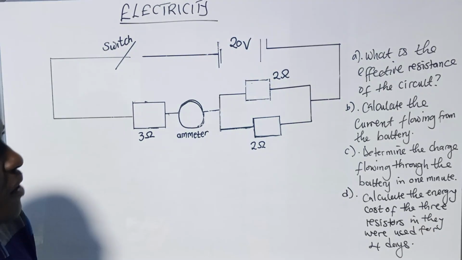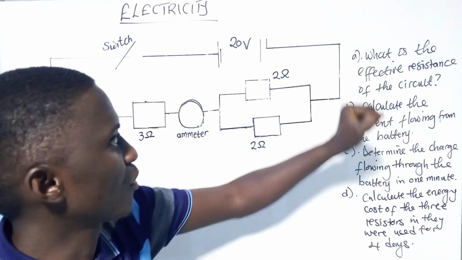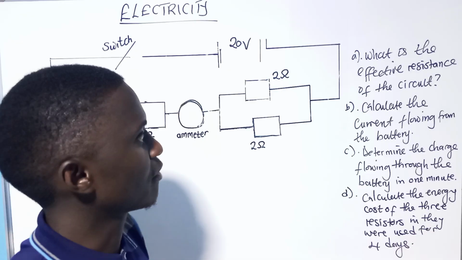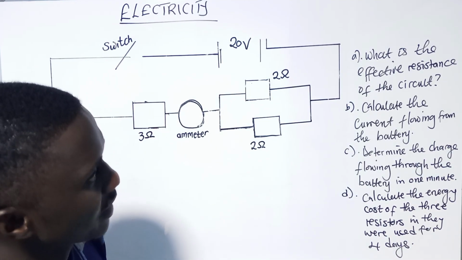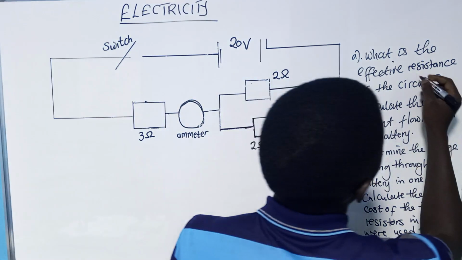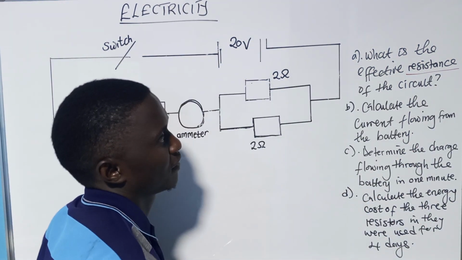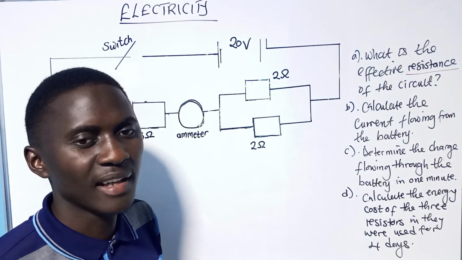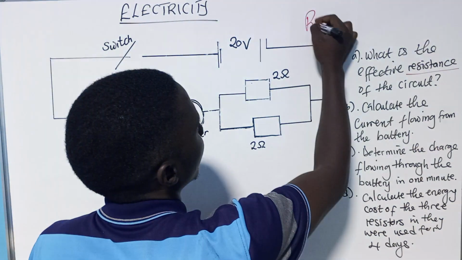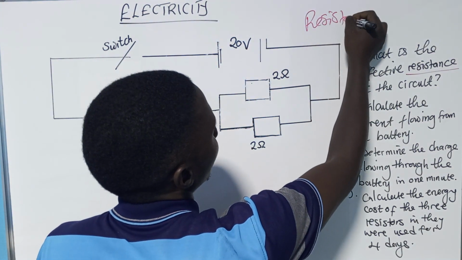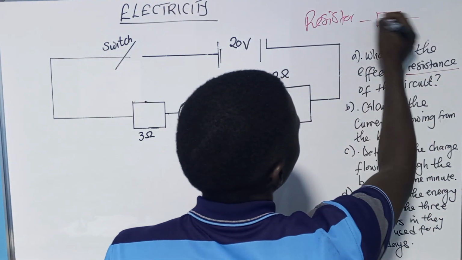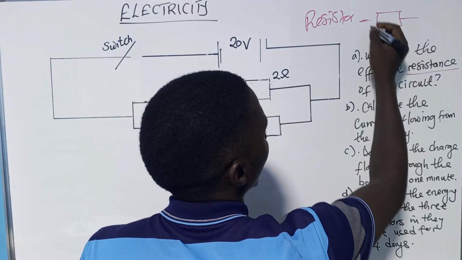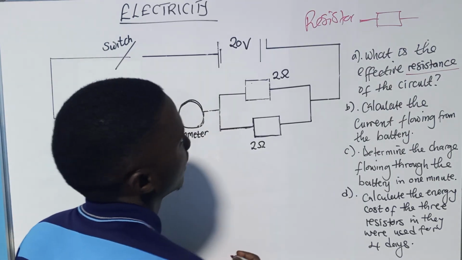Okay, so now, let's solve the first question. What is the effective resistance of the circuit? The keyword there is resistance. A device that measures resistance is what we call a resistor. A resistor is a device that measures resistance, and it is given by this symbol there. That's the symbol for resistance.